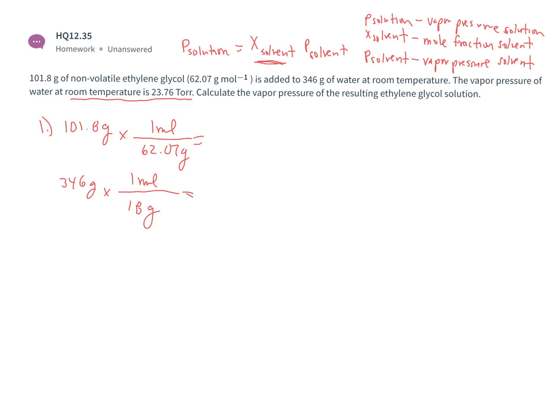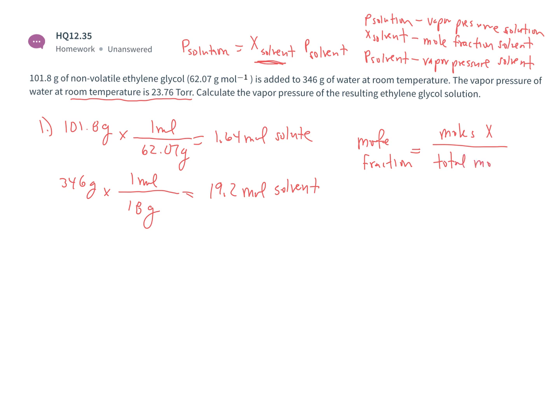And again, be careful on this calculation, as your numbers might be slightly different than mine. All right, so I've got 1.64 moles of my ethylene glycol and 19.2 moles of my water, which is my solvent. So to find the mole fraction, how do we find the fraction of anything that we're looking for? Mole fraction equals, right, moles of X divided by total moles in the sample.